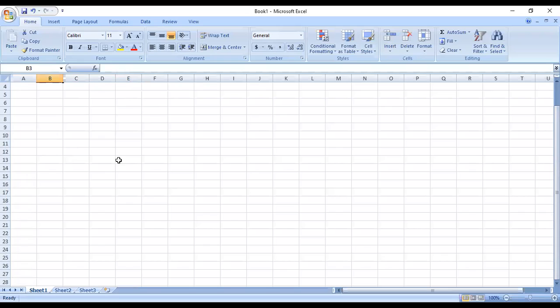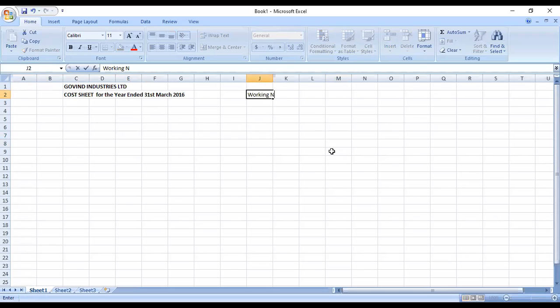Now, what happens when the production units are missing? You have to find out the production unit. How do you find out the production unit? Simple, you have to prepare the working note. Number one, calculation of production unit. That was explained in the last lecture, how to calculate the production unit.